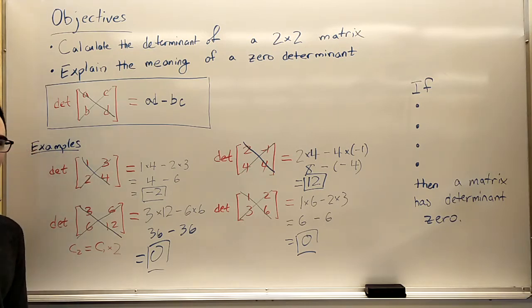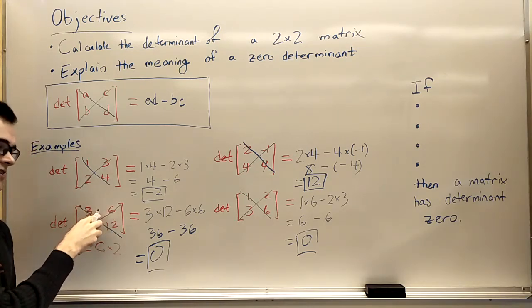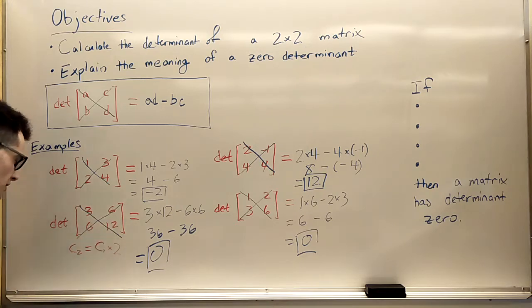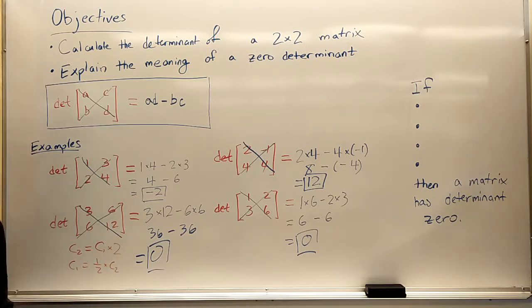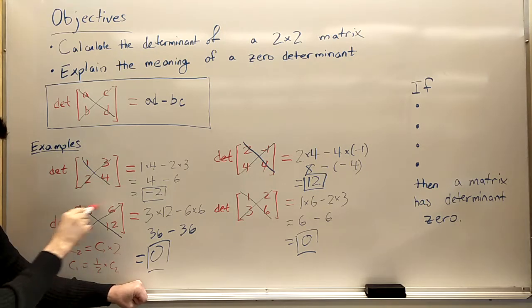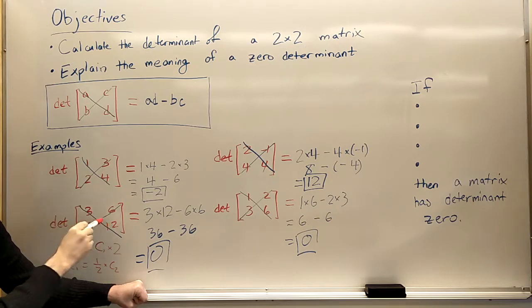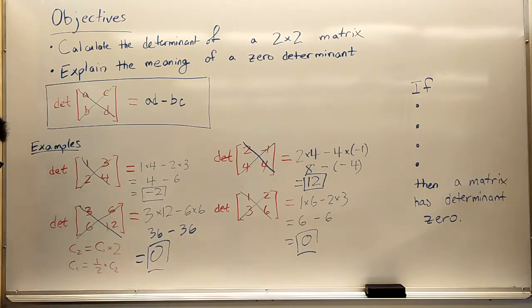You could go the other way, though. You could say, I have a 6 here, and 3 is half of 6. I have a 12 here, 6 is half of 12. So I could also say, column 1 equals 1/2 times column 2. If I were to look at the rows, I would see something similar. This row is 3, 6. This row is 6, 12. Row 2 is 2 times row 1. Row 2 is equal to 2 times row 1. And I could say that the other way around and say row 1 equals 1/2 times row 2.